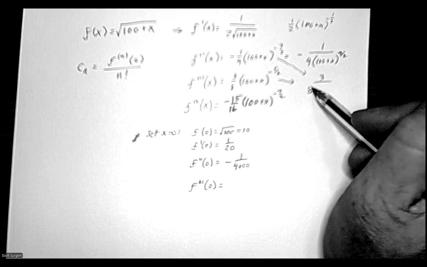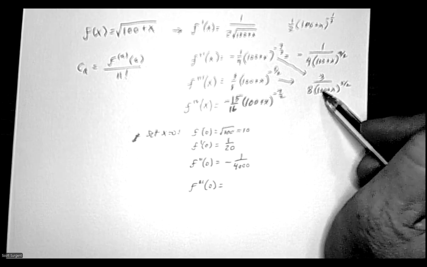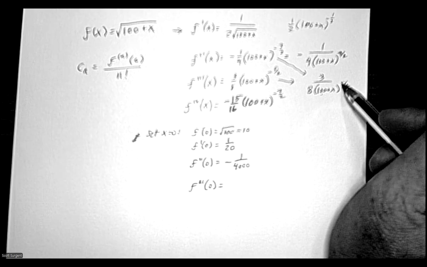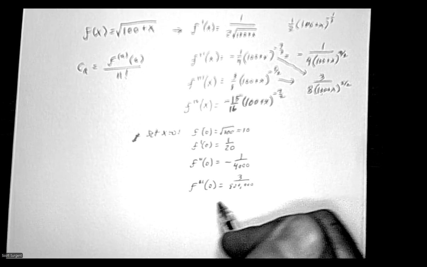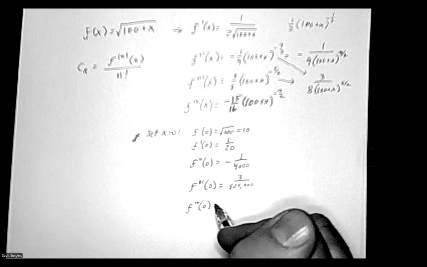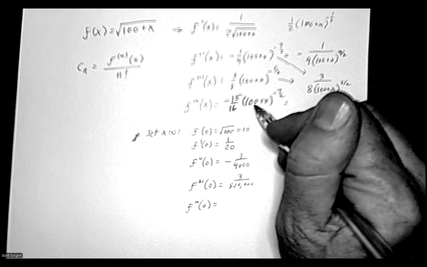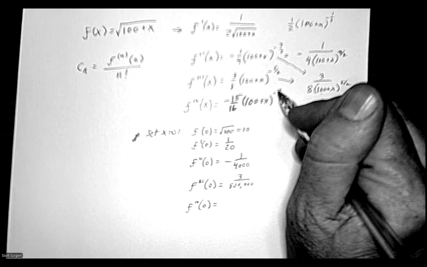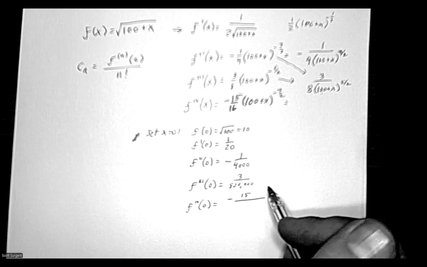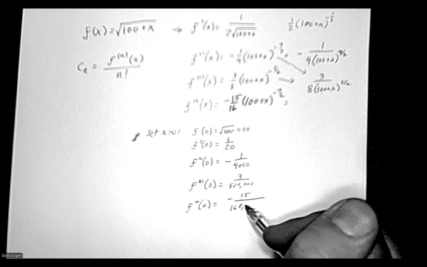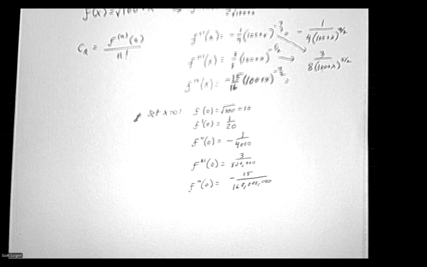So it's 3 over 8, (100 plus x) to the 5 halves. So square root of 100 is 10. 10 to the 5 is 10,000. No, 100,000. So that's 3 over 800,000. That's getting big fast. Here I'm going to have 10 to the 7th. That's 10 million. So I'm going to have negative 15 on top. 16 times 10 million is 160 million. How about that? Okay, crazy.